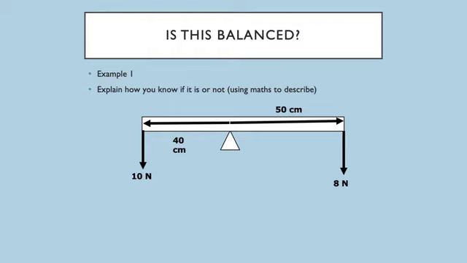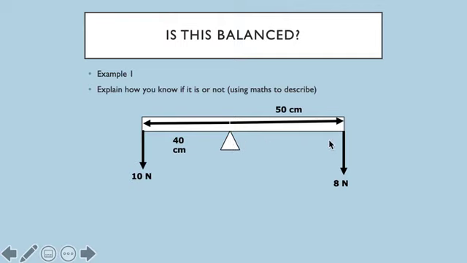Okay, so let me show you a couple of examples. The first example here: is this system balanced? Is it in equilibrium? And then you need to explain how you know if it is or not using maths to describe it. So here I've got 8 newtons creating a clockwise moment at 50 centimeters around this pivot, and I've got a 10 newton force creating an anti-clockwise moment at a distance of 40 centimeters from this pivot.